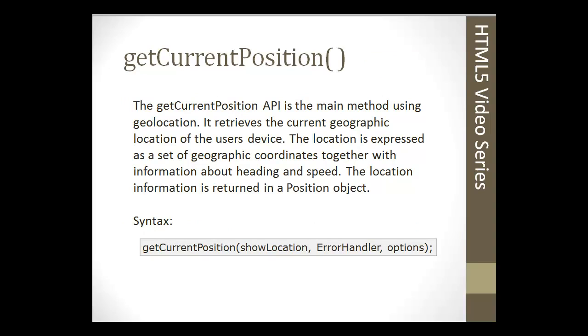So now we'll start looking at the code a little bit, the geolocation code and APIs. The getCurrentPosition is the main API or method, and if successful, it will return a position object. The latitude, longitude, and accuracy properties are always returned. And down here we have the syntax. We have the getCurrentPosition method, and it takes 3 parameters: the showLocation, which is mandatory, and then the error handler and the options are optional. And I will discuss this more when we actually do some coding.